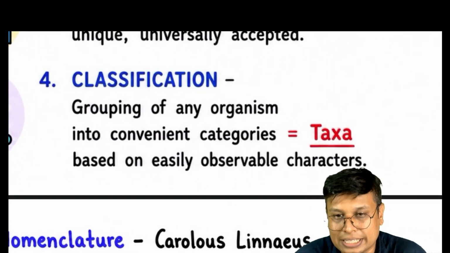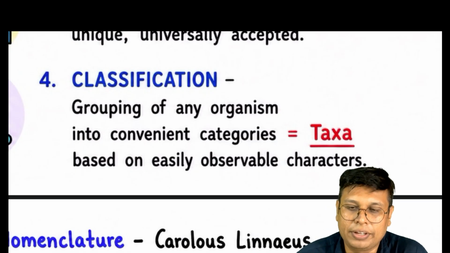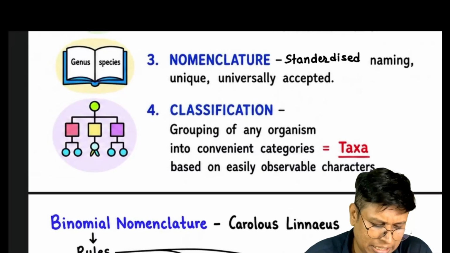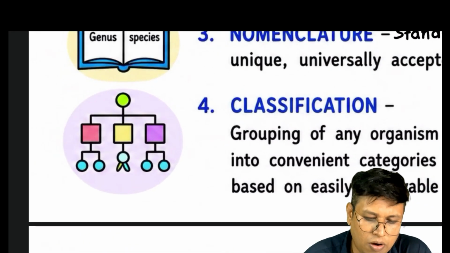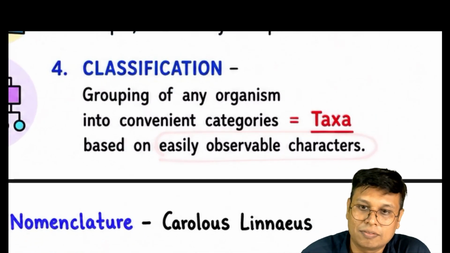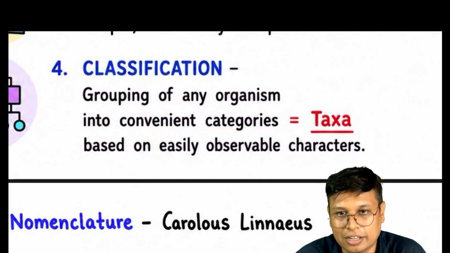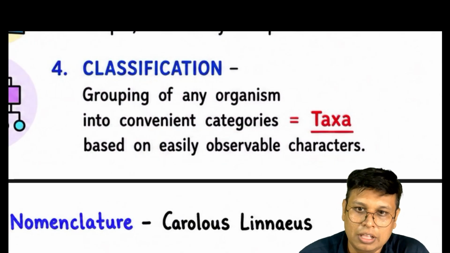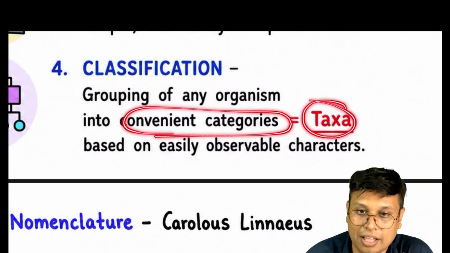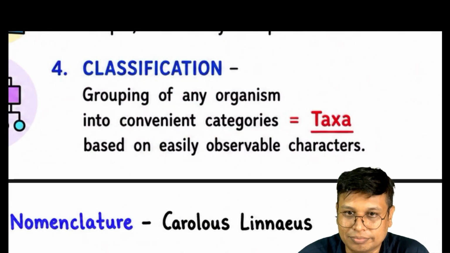Next is going to be classification. So what is classification, you must ask. Now after characterization, identification and even nomenclature, we need to group this organism in a particular category. So this grouping is called as classification, and it is based on easily observable characters for basic taxonomy, and for modern taxonomy we can take cell structure, internal, external, ecological information and all. So there are actually two types of taxonomy. So these categories are called as taxa. This is a simple grouping of organism.